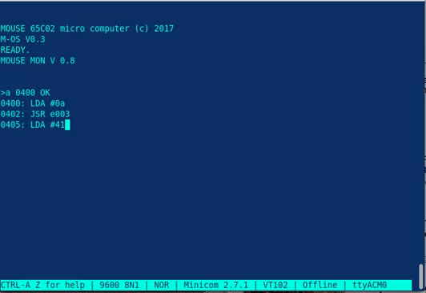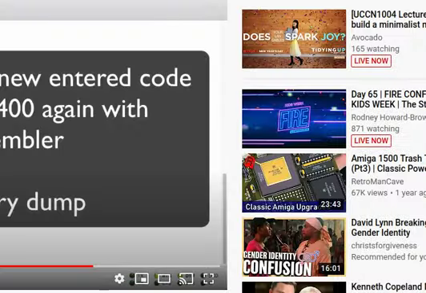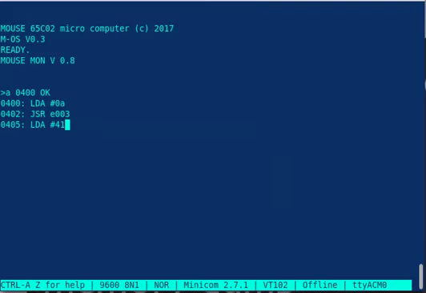LD. What's the other one called? Sorry guys, 2 secs. Gotta check something out. LDA 41. Yes, LDX 1A. JSR, which means jump to subroutine, E03. Yeah, ADC, immediate 01.